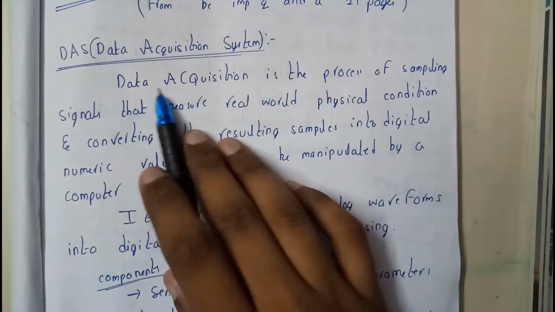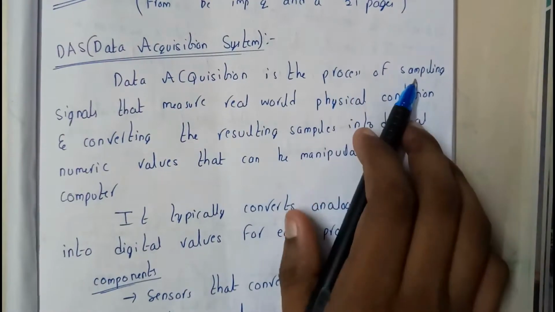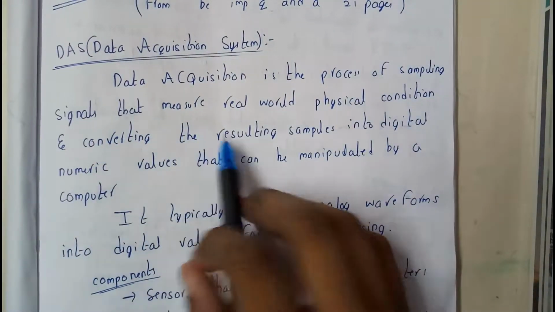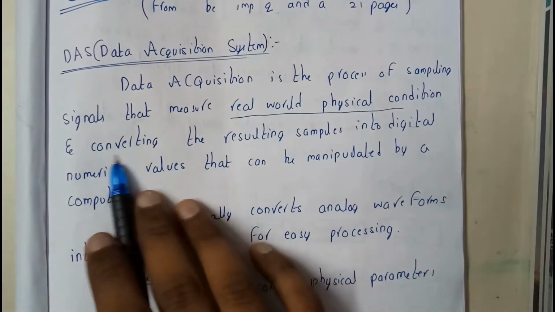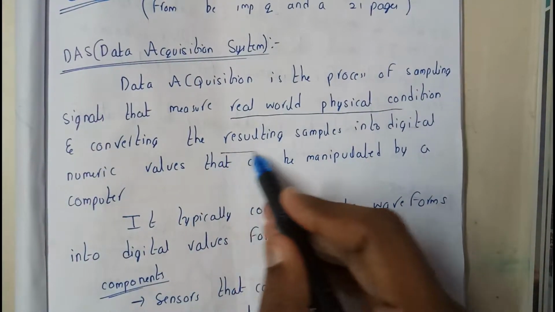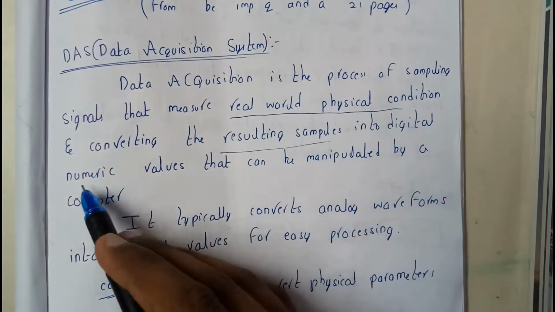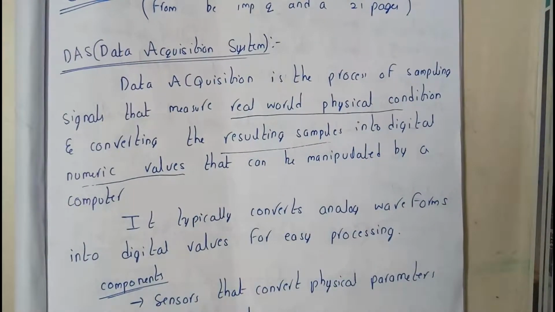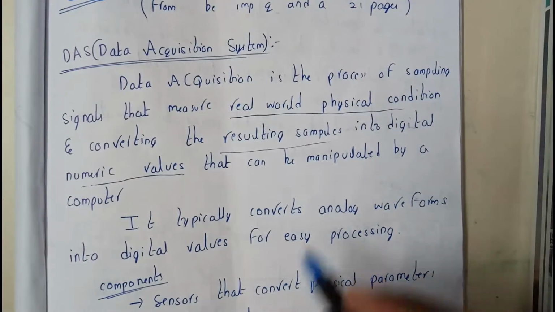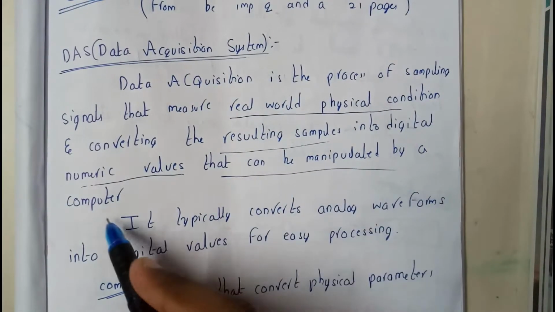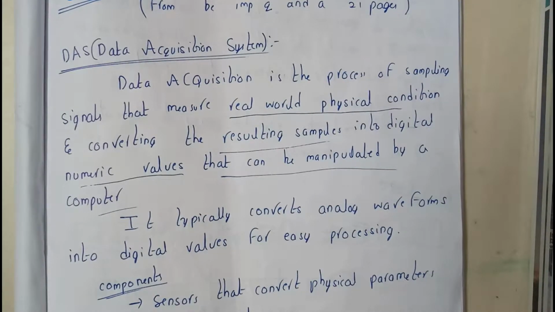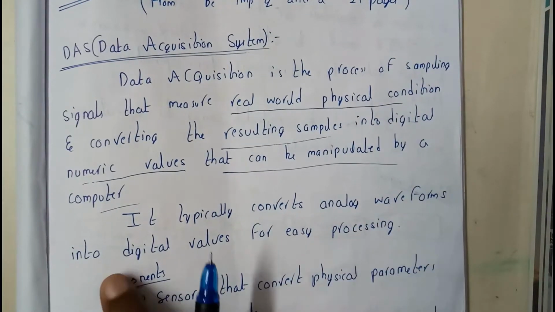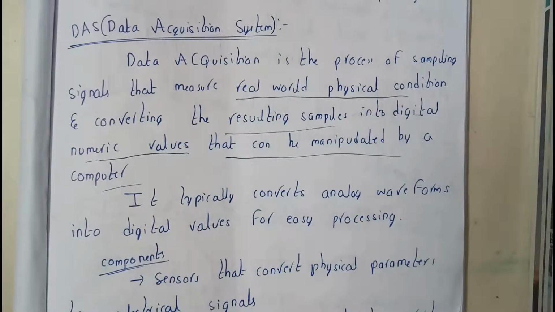Data acquisition is the process of sampling signals that measure real-world physical conditions and converting the resulting samples into digital numeric values that can be manipulated by the computer. I hope everyone got a clear idea. It typically converts an analog waveform into a digital wave for easy processing.